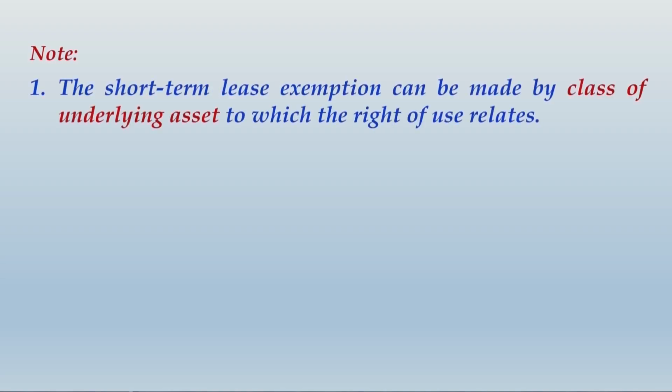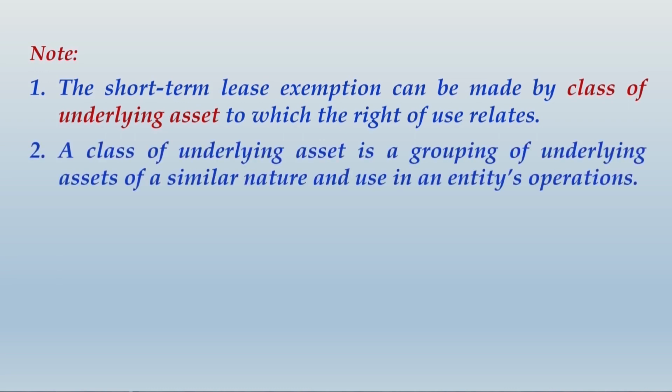The short-term lease exemption can be made by class of underlying asset to which the right of use relates. And second thing, a class of underlying asset is a grouping of underlying assets of a similar nature and use in an entity's operations. So friends, do one thing, quickly write up these 2 points. We will then take up a small illustrative example that can clarify this point in a little more detail. First, write down these 2 points quickly.